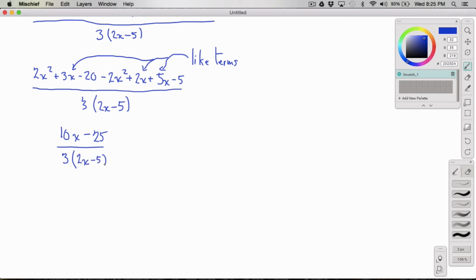Now, I still have this over 3 times 2x minus 5. Notice here I have a greatest common factor of 5. So I take out the 5, and I'm left with 2x minus 5 over 3 times 2x minus 5. But now I have common factors, and I can cancel those. So let's do that using some red. So I cancel my 2x minus 5s, and I'm left with an answer of 5/3. Notice we took a different route, but we still got to the same result.